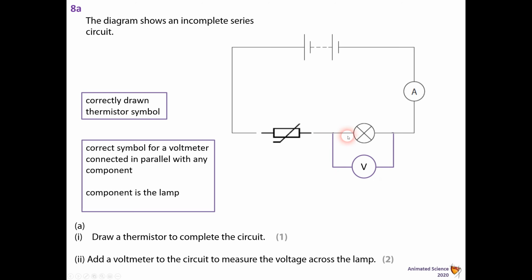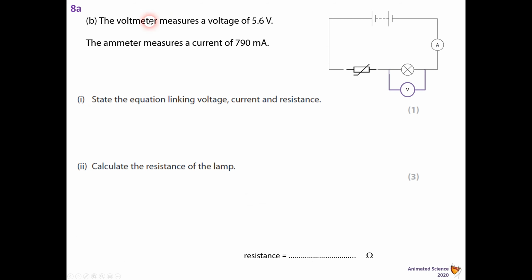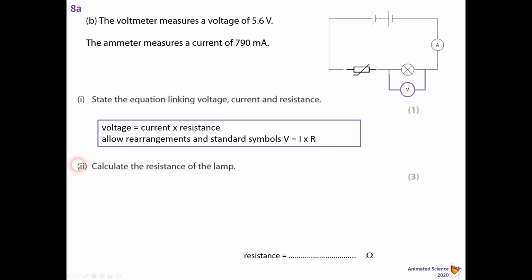It's comparing the difference in energy. That's part A done. Part B. The voltmeter measures the voltage or potential difference of 5.6 volts, and the ammeter measures a current of 590 milliamperes. So volts and amps. Amps go through and potential differences across. State the equation linking voltage, current and resistance, or PD. So we should have V equals IR in words or standard symbols.